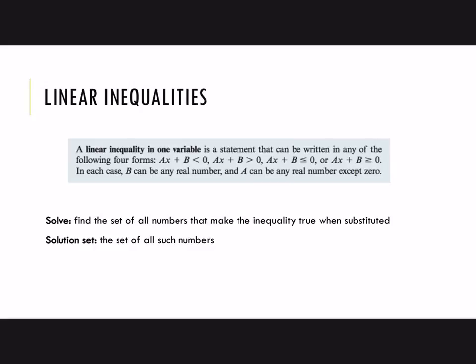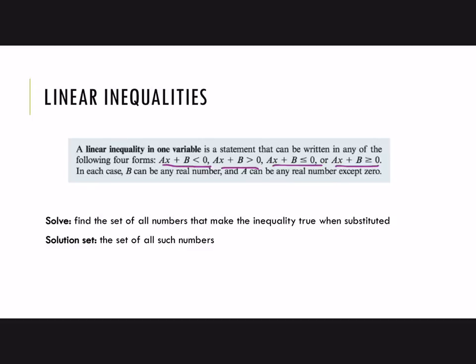So here's the formal definition of a linear inequality in one variable. Eventually we'll get to ones with two variables, x and y, but we're starting out with just a single variable. And if you can write your statement in any of these four forms, ax plus b is less than 0, greater than 0, less than or equal to 0, or greater than or equal to 0, then that statement is a linear inequality in one variable.